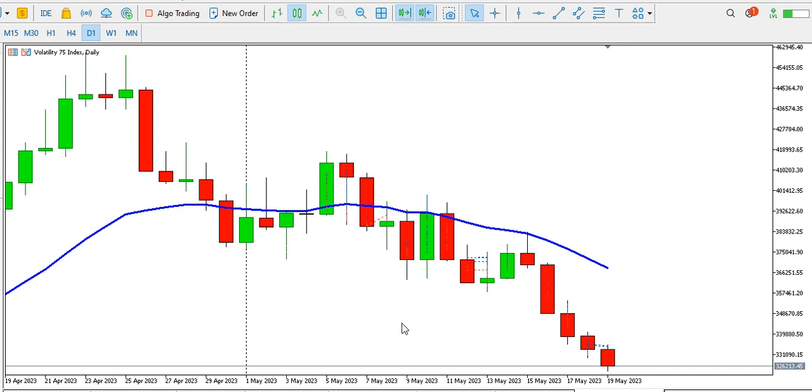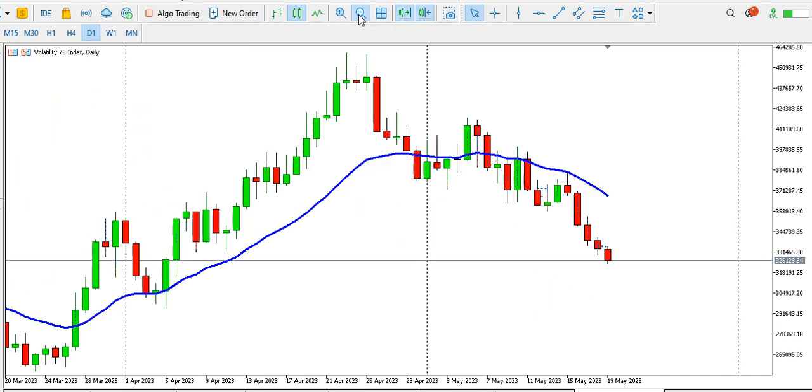All right, I will be starting with volatility 75 index on the daily time frame. I have V75 on the chart, and as we can see on the daily time frame, V75 is going down. If you want to trade V75 for now, look for selling opportunities.